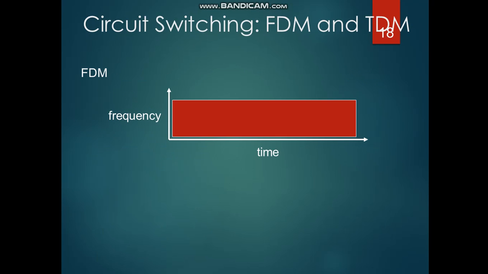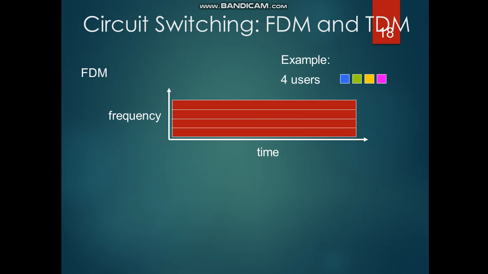Now this is frequency division multiplexing. We have the runtime and we divide the frequencies between different users. For example, we have 4 users and we have divided the frequency among the 4 users. So all the data is flowing at the same time, but the users are different and each user has its own frequency. This is known as FDM, frequency division multiplexing. The time is not divided, but the frequency is divided.